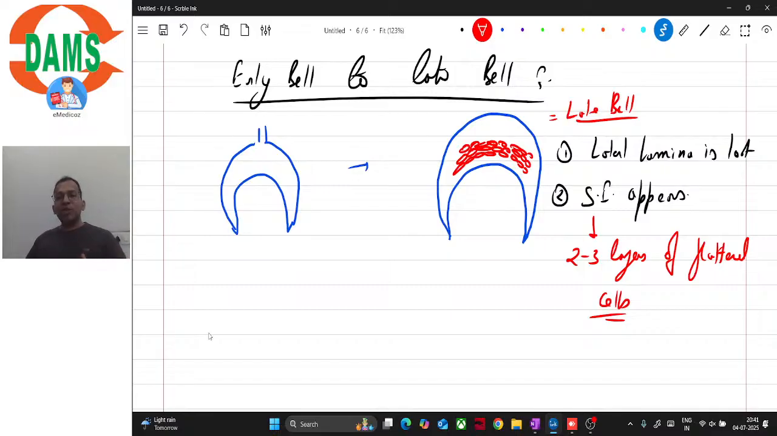So if the question is, when does the stratum intermedium appear? The options are: in the bud stage, in the cap stage, in the bell stage, and the fourth option is late bell stage. Now the third option is just bell stage, not early, not late. So we will not choose the third option because it is non-specific. It does not specify whether it is early bell or late bell. We will go with the fourth option. It is more specific, late bell stage, isn't it?